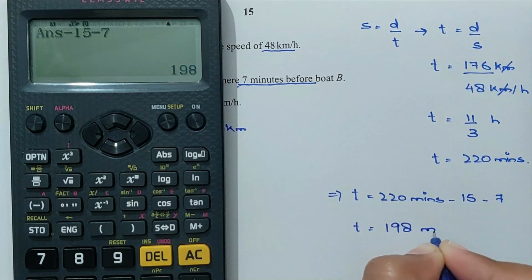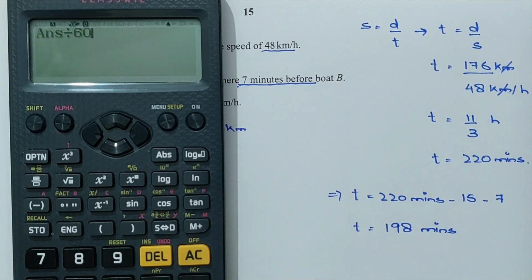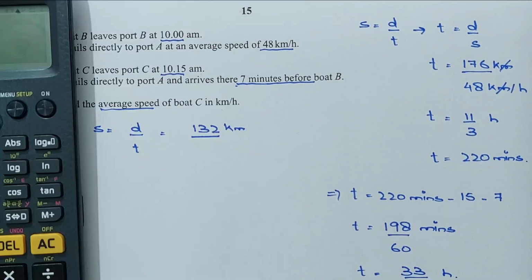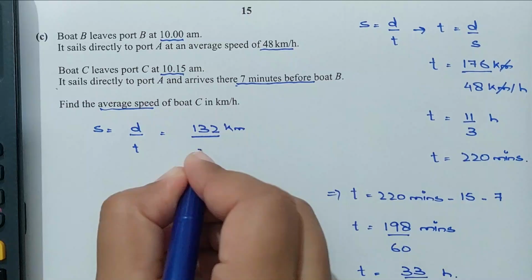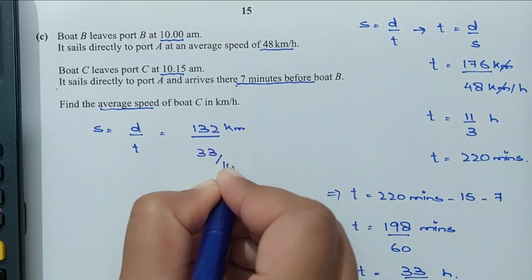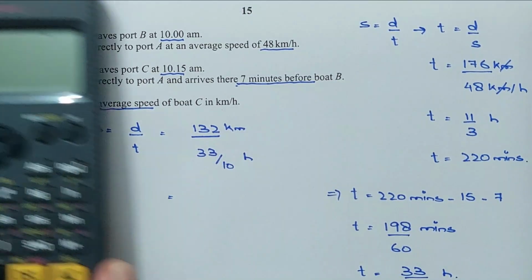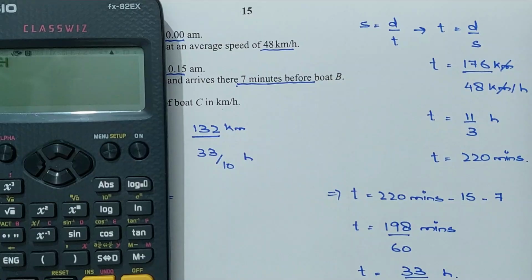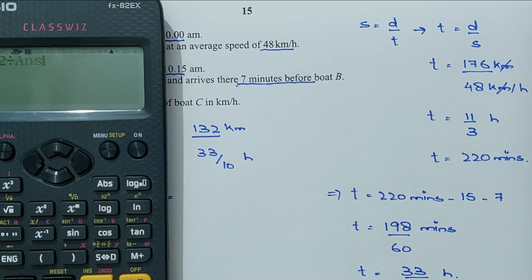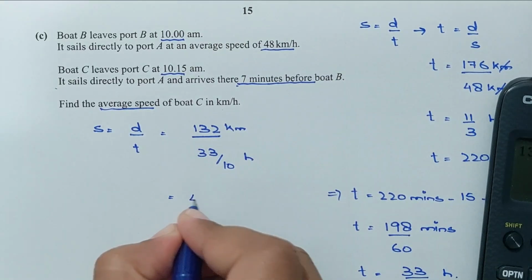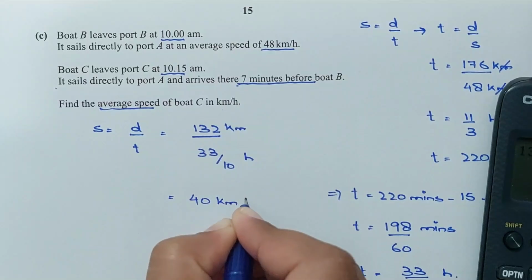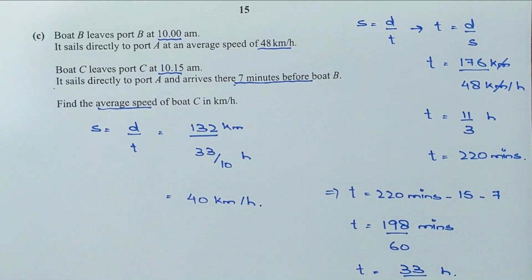So that time is 198 minutes. Now let me convert the minutes into hours by dividing by 60. So the time is 33 over 10 hours. Now simplify: 132 divided by 33 over 10 gives 40 kilometers per hour. So that is the average speed of boat C.